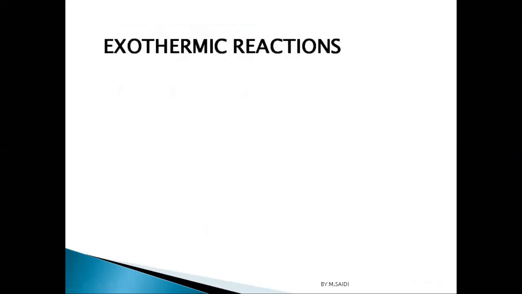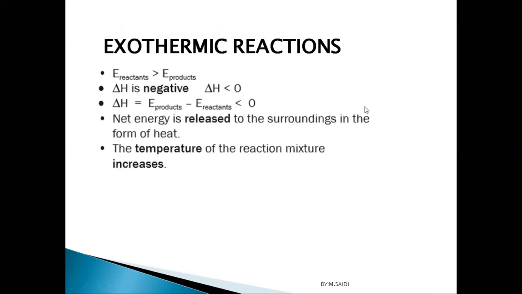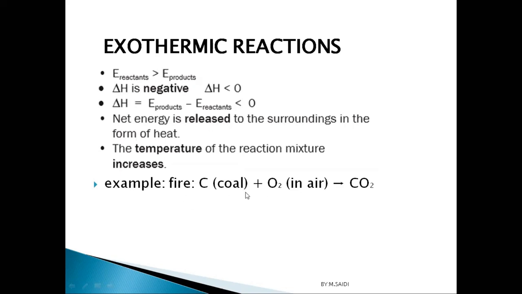Let's look at exothermic reaction. When you talk about an exothermic reaction, look at this reaction. The enthalpy of the reactants must be greater than the enthalpy of the products. Therefore, the enthalpy change is always negative. Let me use this equation as I'm explaining this. If you start with the coal, which is carbon, you add oxygen, then you produce carbon dioxide. Some heat is released here. Yes, it starts to burn.